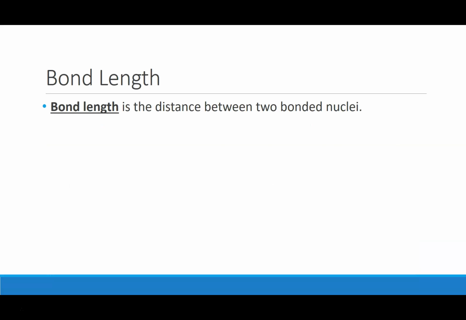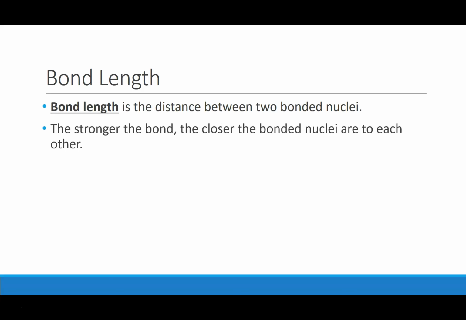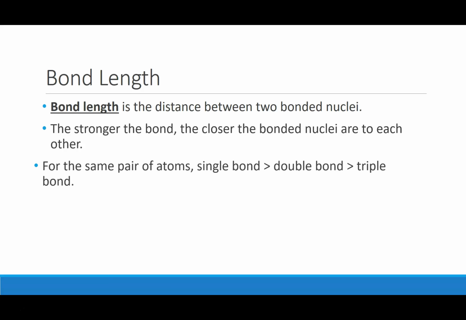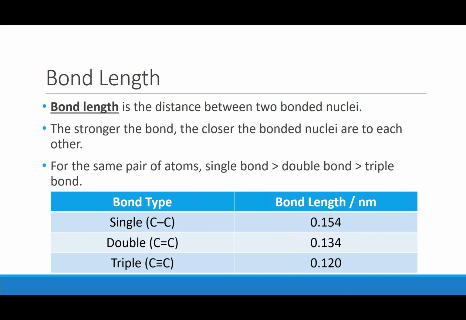The bond length is defined as the distance between the nuclei of two bonded atoms. The stronger the bond, the closer the bonded nuclei are to each other. So for the same pair of atoms, the single bond, which is the weakest, has the longest bond length, followed by the double bond, and the triple bond, which is the strongest, has the shortest bond length. We can see this pattern reflected in this table with the bond length data of carbon-carbon single, double, and triple bonds.